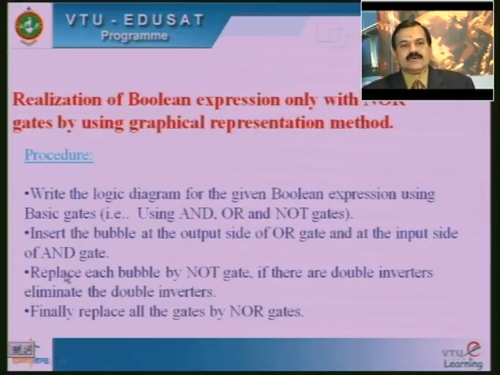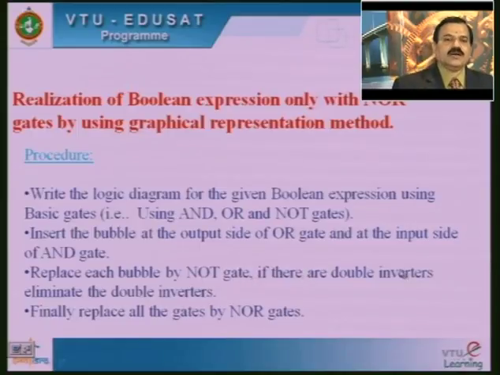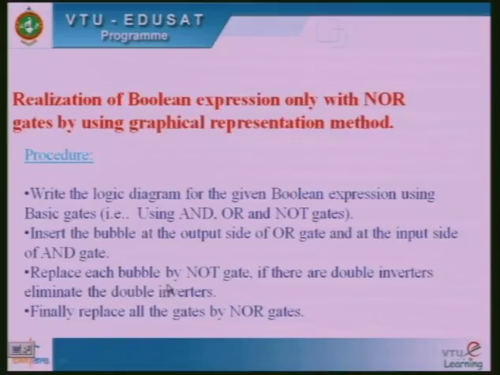For all gates, the bubbles must be added at the input side. After that, the bubbles are going to be replaced by NOT gates. Then any time two NOT gates come in series, those two NOT gates are going to be eliminated. After that, finally, after cancelling, whatever final circuit remains, all logical gates of that circuit must be replaced by NOR gates successfully. That is going to be the realization of the given Boolean expression with NOR gates.